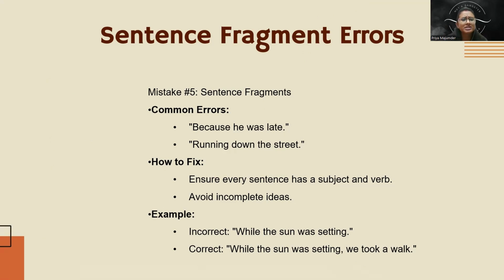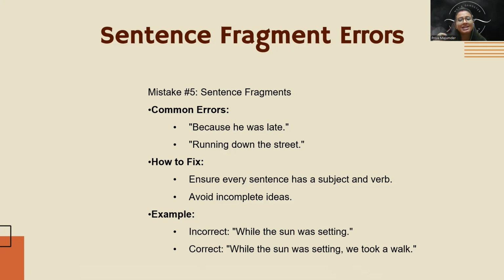"Running down the street." Who is running? Why is the person running, or what is running? No correct information, no full information. So we should ensure that every sentence that we speak or write contains a subject and a verb. And always avoid incomplete sentences, because if you do not complete your sentence, you will not be able to express your complete thought, right?